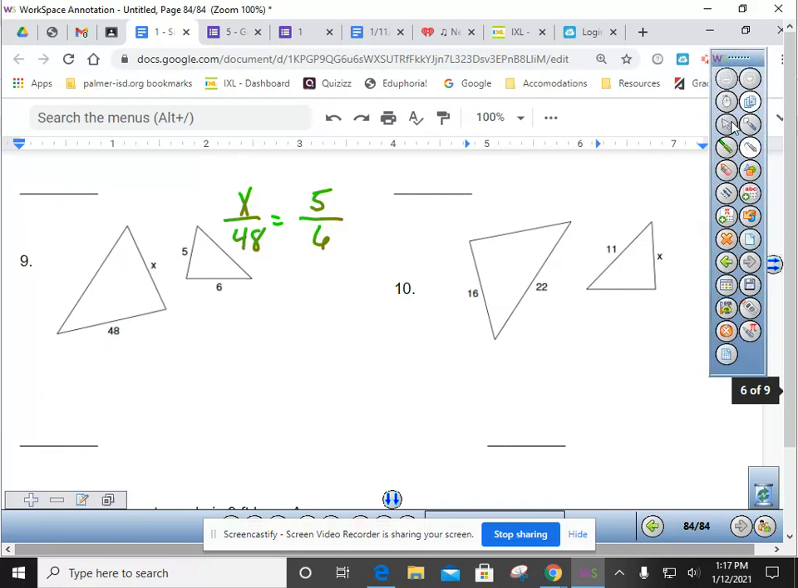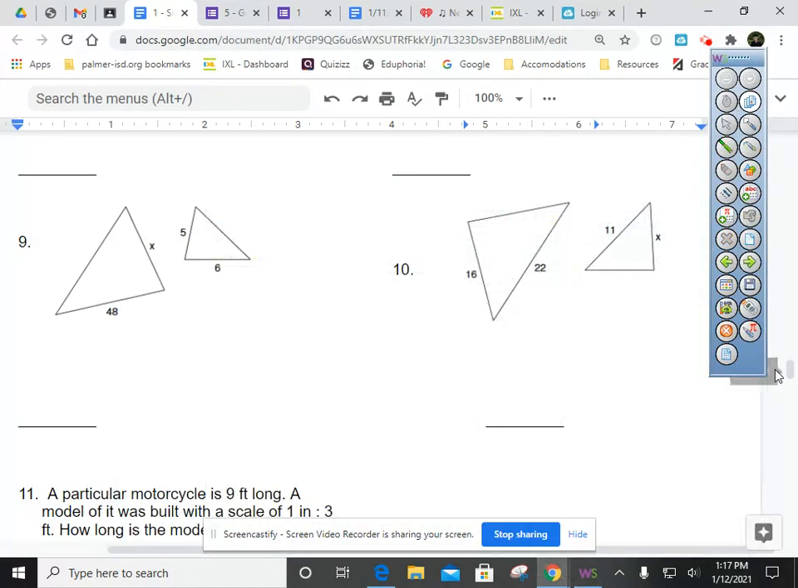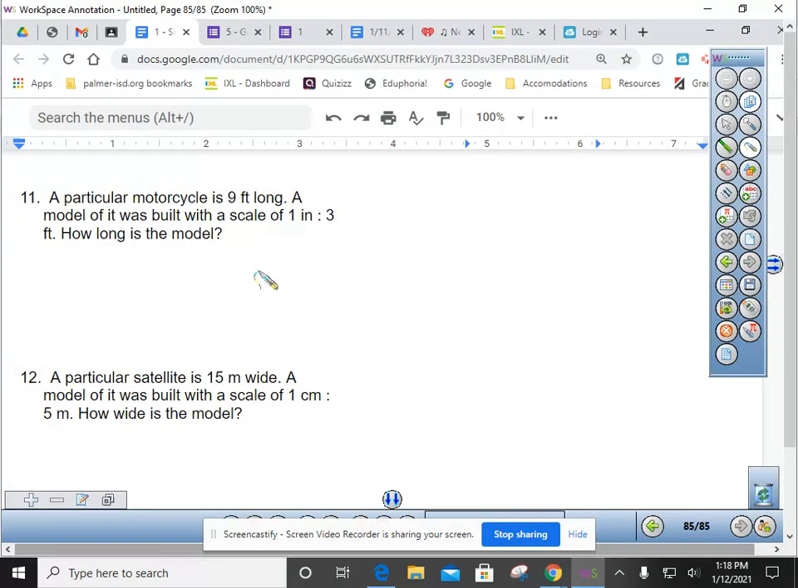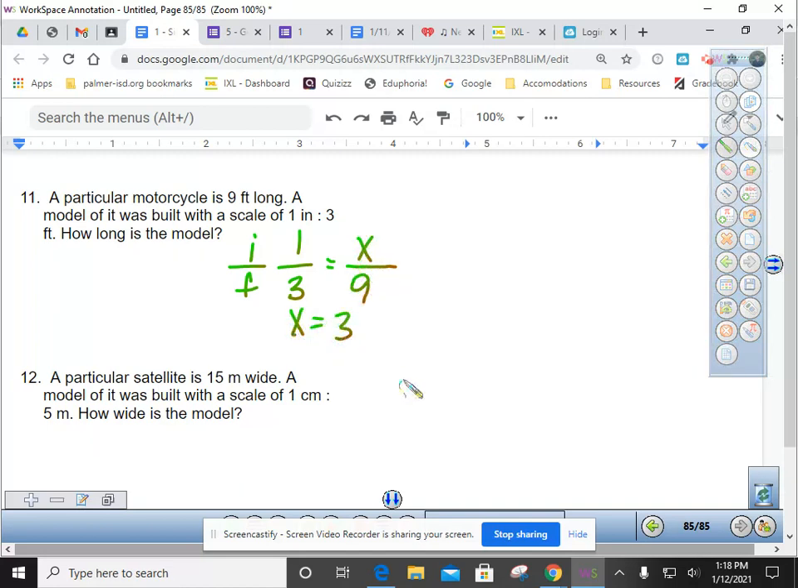Okay, I want to look at number 11 and 12. These are a little different. They've given you the scale. A particular motorcycle is 9 feet long. A model of it was built with a scale of 1 inch to 3 feet. How long is the model? These are pretty simple. That's why I put them on here without going into a lot of detail. I would just do inches and feet. 1 inch, 3 feet. And it's 9 feet. So where does the 9 go? Yep. So that's pretty simple. What does X equal? 3. Good.